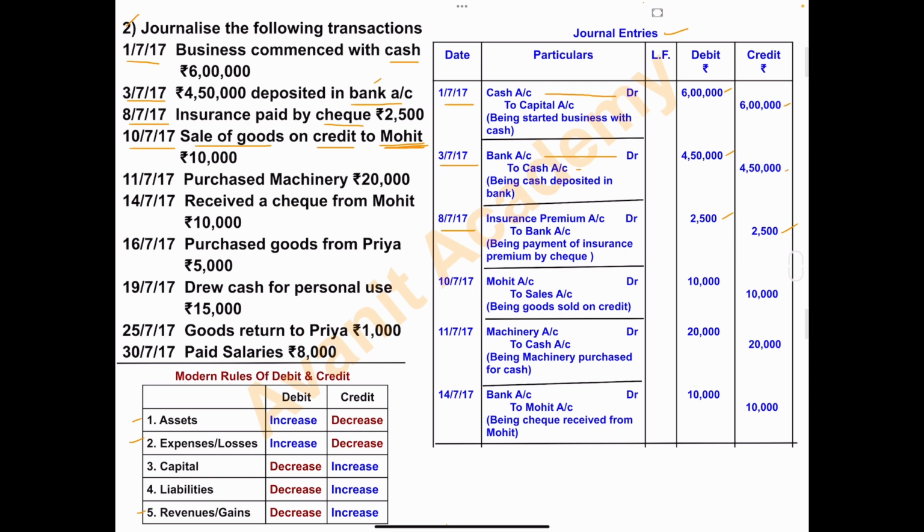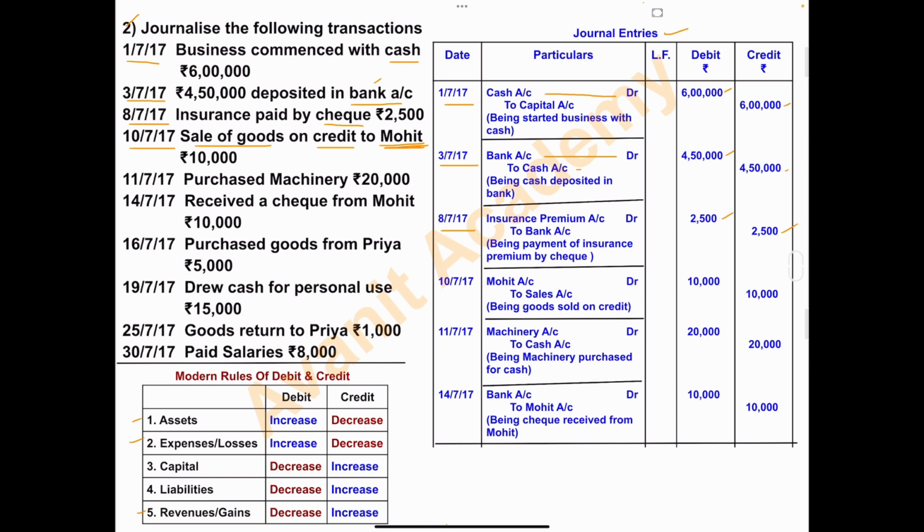ಅರ್ಥ ಆಯ್ತು? ಈ ಟ್ರಾನ್ಸಾಕ್ಷನ್ ನಾವೇನ್ ಮಾಡ್ಬೇಕು? ಮೋಹಿತ್ ಅಕೌಂಟ್ ಅನ್ನ ಡೆಬಿಟ್ ಮಾಡಬೇಕು. ಯಾಕಂದ್ರೆ ಮೋಹಿತ್ ಈಸ್ ಅ ಡೆಟರ್. ಈ ಡೆಟರ್ ಏನಾಗಿದೆ? ಡೆಟರ್ ಇನ ವ್ಯಾಲ್ಯೂ ಇನ್ಕ್ರೀಸ್ ಆಗಿದೆ. And debtor is an asset. So assets increase ಆಯ್ತು, debtor increase ಆಯ್ತು ಅಂದ್ರೆ ಆ ಅಕೌಂಟ್ ಅನ್ನ ನಾವೇನ್ ಮಾಡ್ಬೇಕು? ಡೆಬಿಟ್ ಮಾಡ್ಬೇಕು. ಮತ್ತೊಂದು ಯಾವ್ದು ಅಕೌಂಟ್ ಅನ್ನು ಪ್ರಿಪೇರ್ ಮಾಡ್ಬೇಕು? ಸೇಲ್ಸ್ ಅಕೌಂಟ್. ಸೇಲ್ಸ್ ಅಕೌಂಟ್ ಈಸ್ ಅ ರೆವೆನ್ಯೂ ಅಕೌಂಟ್. ರೆವೆನ್ಯೂ ಇನ್ಕ್ರೀಸ್ ಆಯ್ತಂದ್ರೆ ಅದನ್ನ ನಾವು ಕ್ರೆಡಿಟ್ ಮಾಡ್ಬೇಕು. So here Mohit account is to be debited and sales account is to be credited.